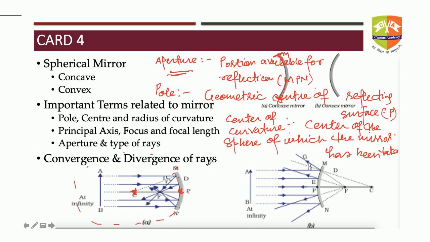So if you understand this, now let's move on, because reflection is not only related to plane mirrors, reflection is also related to spherical mirrors. So let's understand what a spherical mirror is, and then we will move to image formation by spherical mirrors. So see here, as you can see here, there are two kinds of spherical mirror. One is concave.